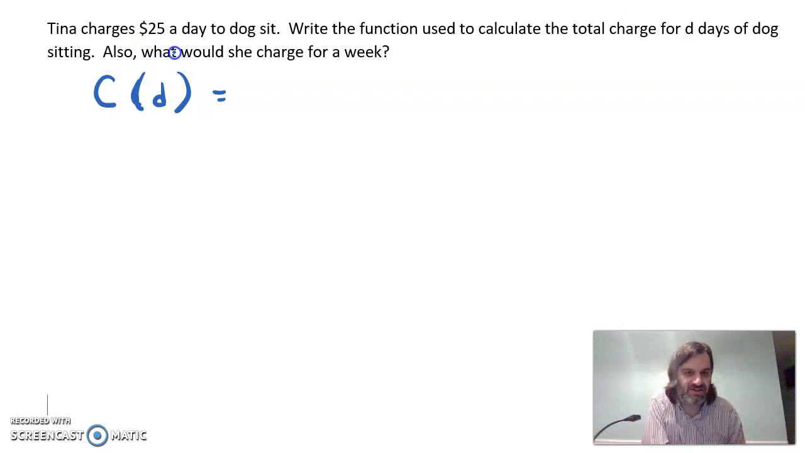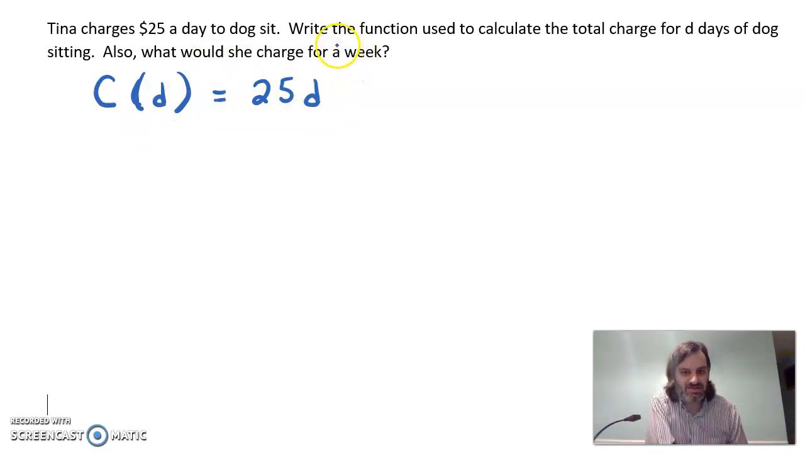There's no initial fee here, so in the idea of mx plus b, there's no b. But there is the rate, which is $25 per day. So that's more or less our slope or our rate. So our function will be C of D equals 25D.